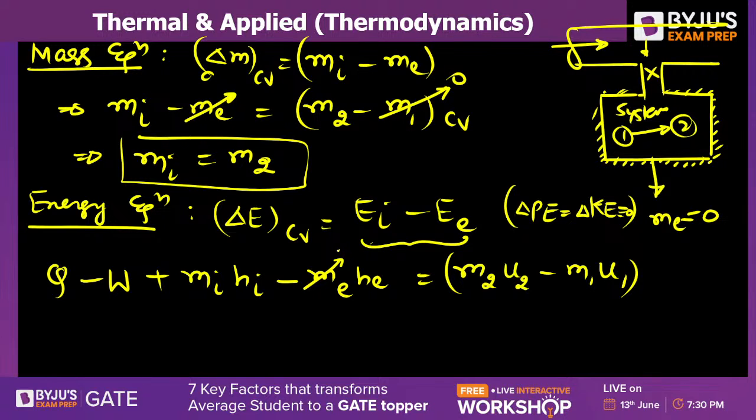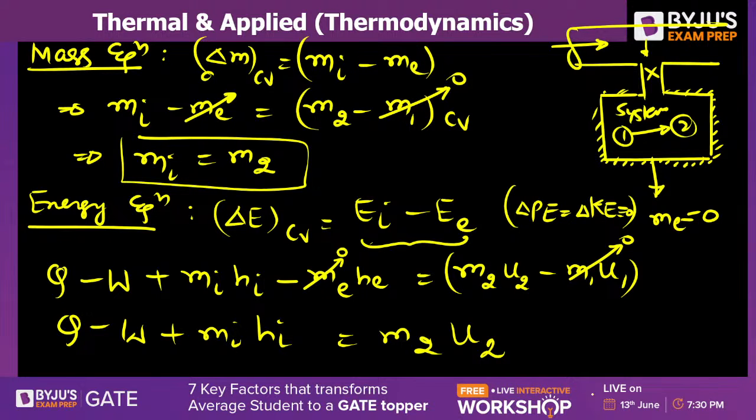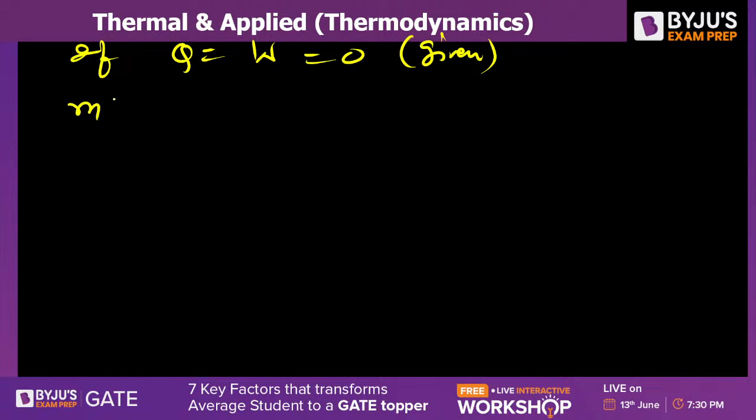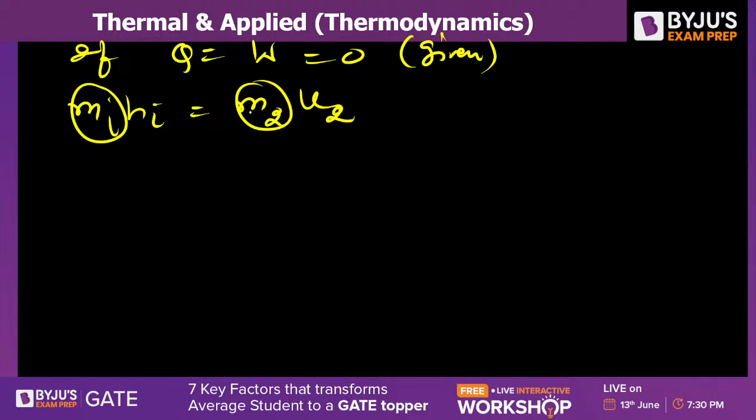This will be the expression. Because Me is equal to 0 and M1 is equal to 0, we can say Q minus W plus Mi into Hi is equal to M2 into U2, the specific internal energy. If the question says Q is equal to W is equal to 0, the system is thermally insulated and there is no work transfer. So we can say Mi into Hi is equal to M2 into U2. Mi is equal to M2, which we have already discussed, so these two will get cancelled out.